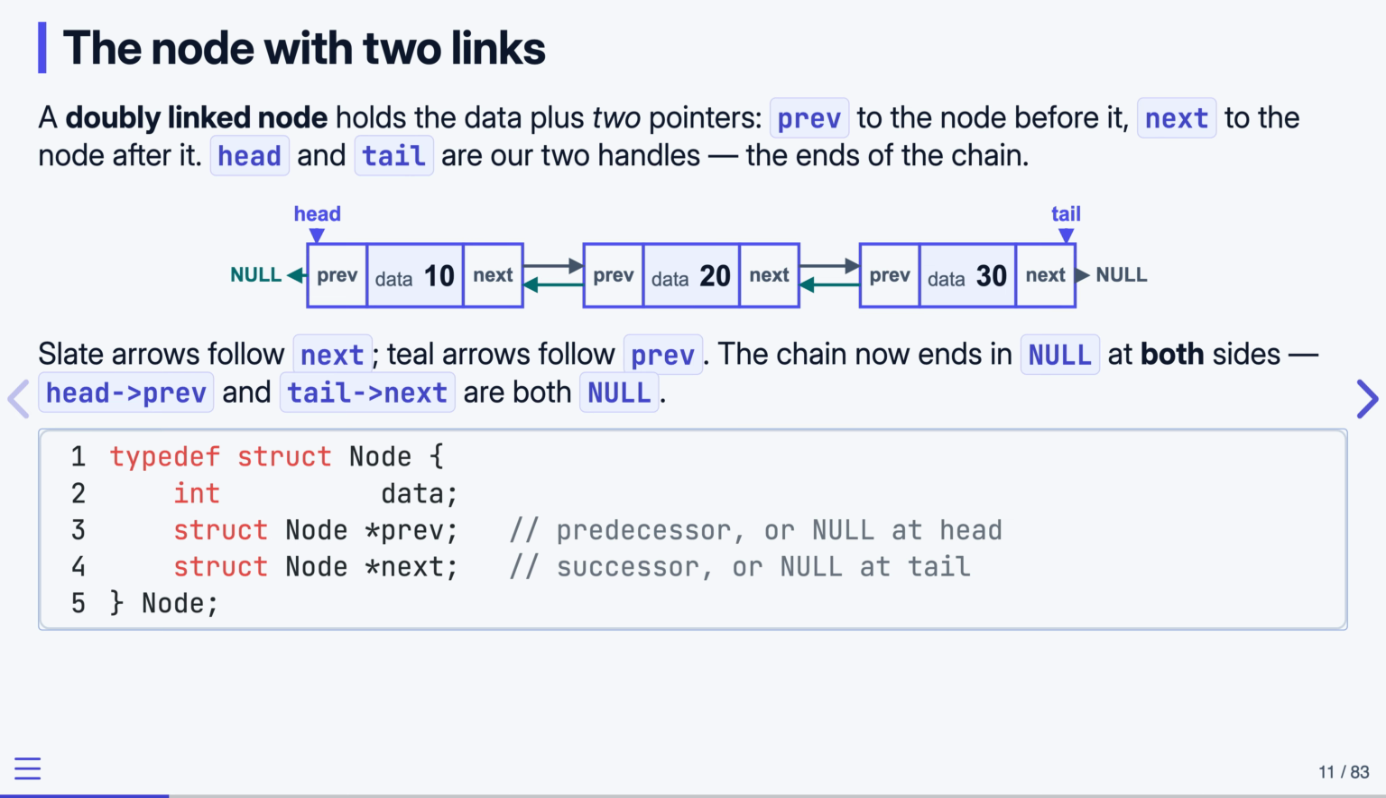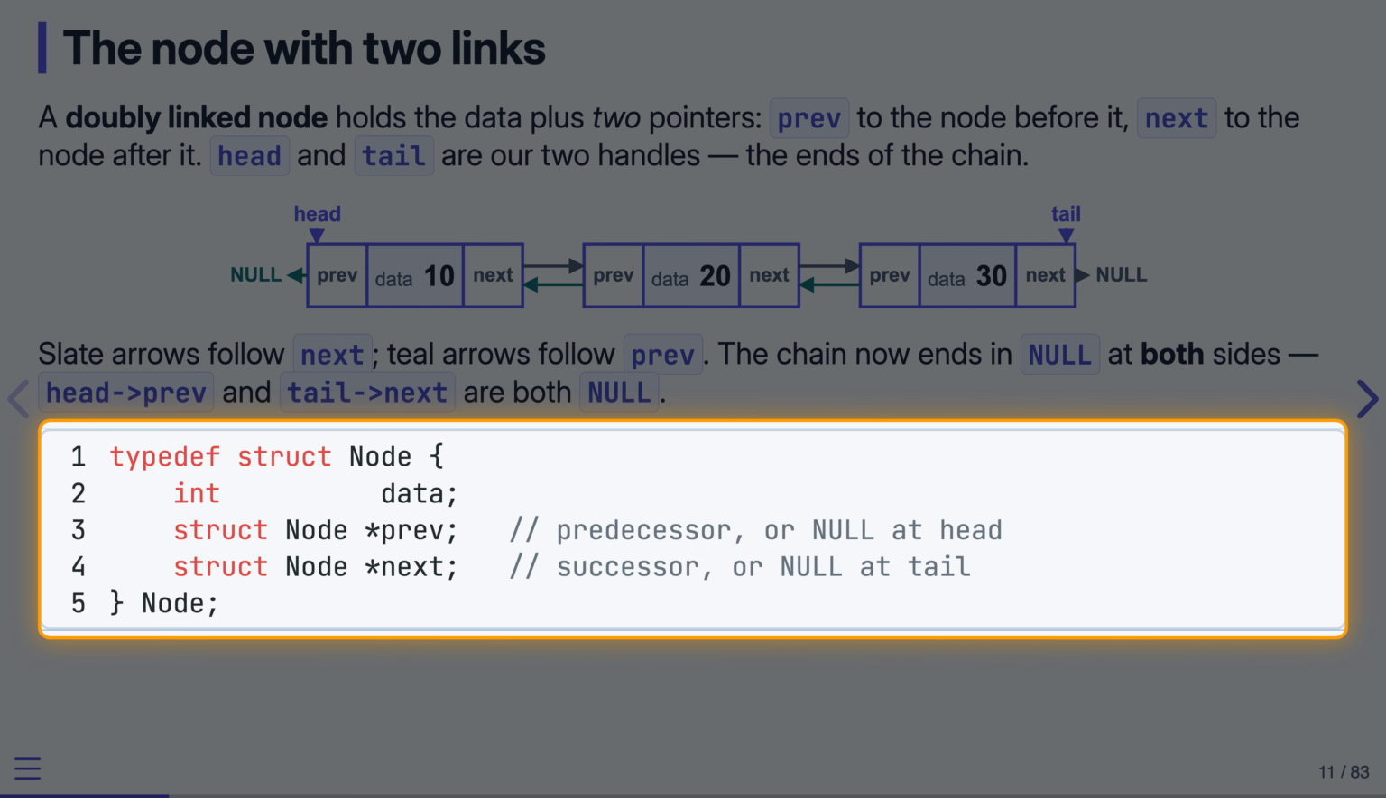At both ends, the chain stops at null. Head and tail are our two handles. Head points to the first node and tail points to the last node. This is the caption for the two kinds of arrow. The solid arrows are the next links. The dashed teal arrows are the prev links. So head->prev is null and tail->next is null. Both ends are marked.